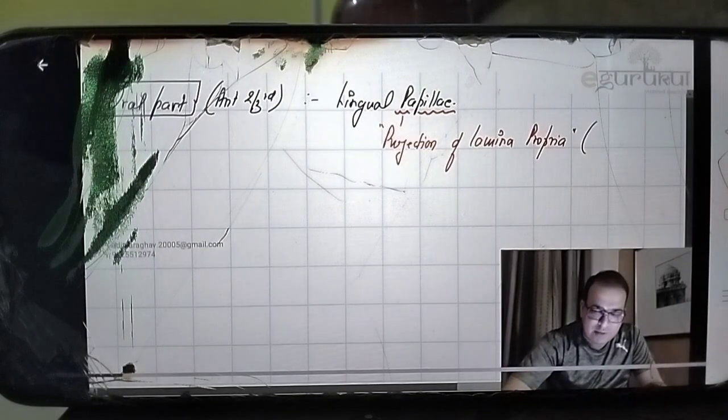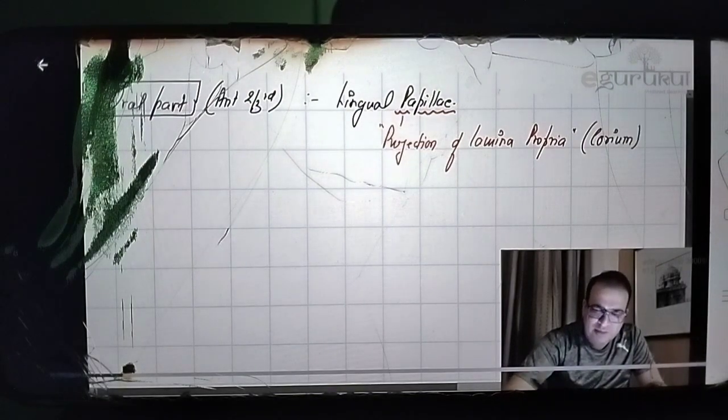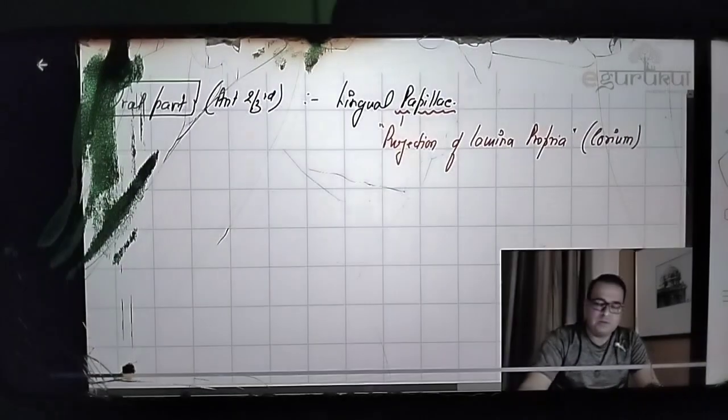We call this corium. That's another word for this. This is also part of the corium. If you remember it, fine, otherwise it doesn't matter. Corium, or the projections of the lamina propria, which is also called corium.